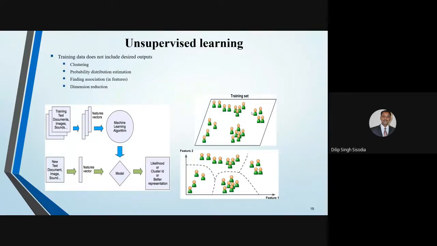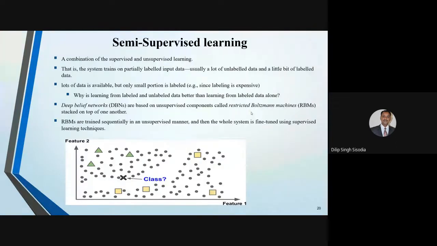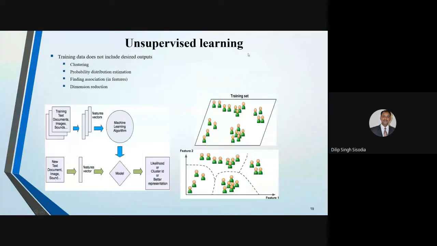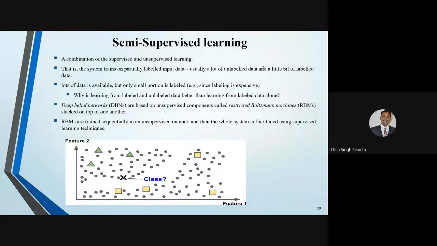On the basis of this comes semi-supervised learning. As I said, between supervised and unsupervised learning, most of the research is going on in semi-supervised learning. What is the problem with supervised learning? The cost of labeling is very high. It is very easy to say that labels are available.